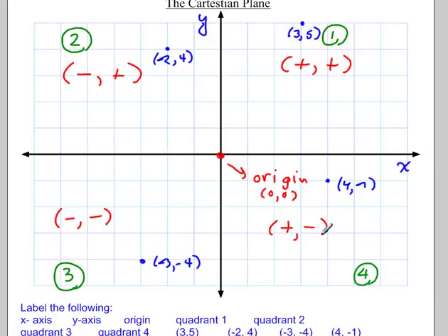Don't forget, when you're graphing points, move left or right first, always x first, then move up or down second, the y comes second.